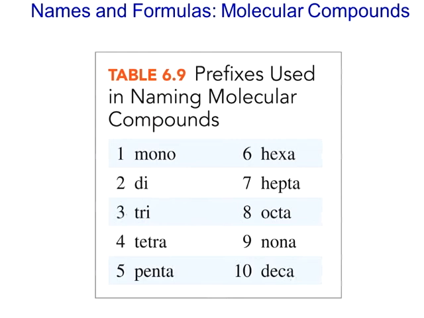This table shows you the prefixes that you are expected to know, and you'll have to simply learn them. 1 mono, 2 di, tri, tetra, penta, etc. Many people tend to just know these by now. It's one of those things that over time you've learned, so you will be using them.